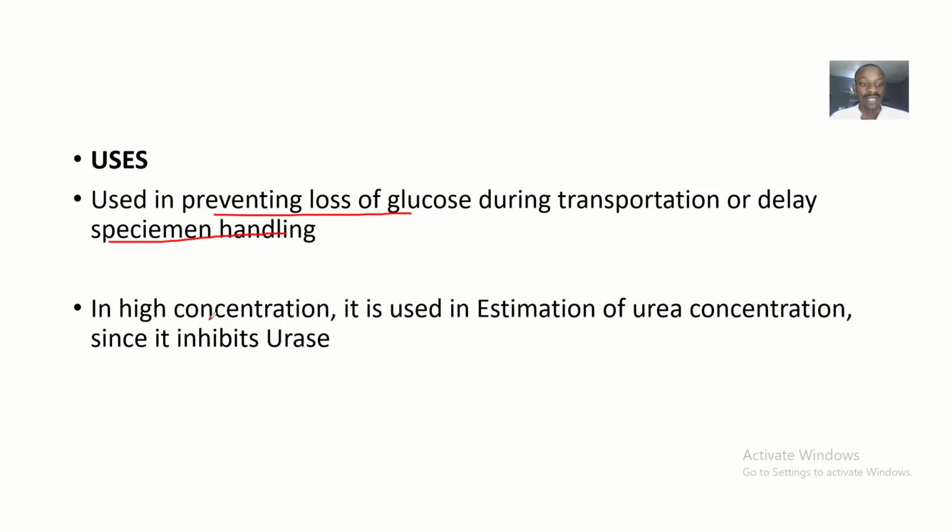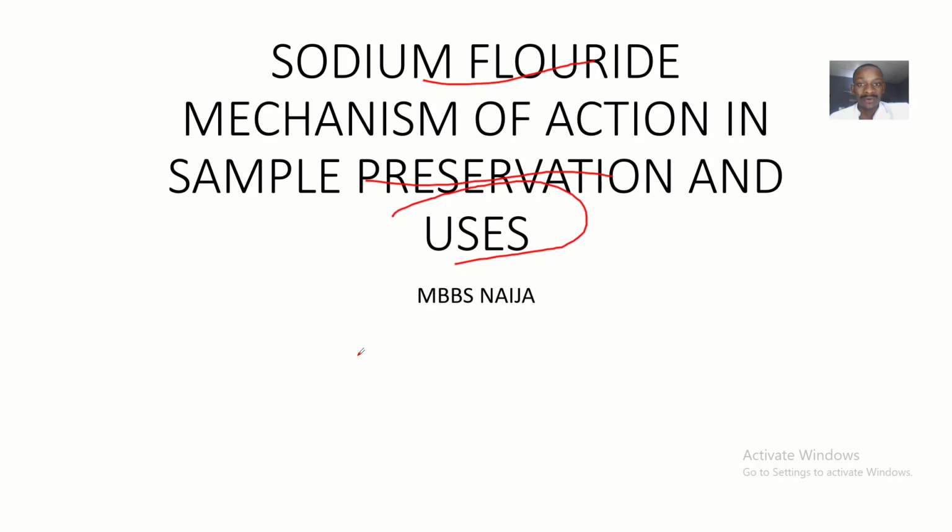So in high concentrations, it can be used in estimation of the urea concentration, okay? Since it inhibits the enzyme urease, okay? So that's it about how this sodium fluoride acts to preserve samples, all right, by inhibiting the glycolytic pathway, and basically its uses.